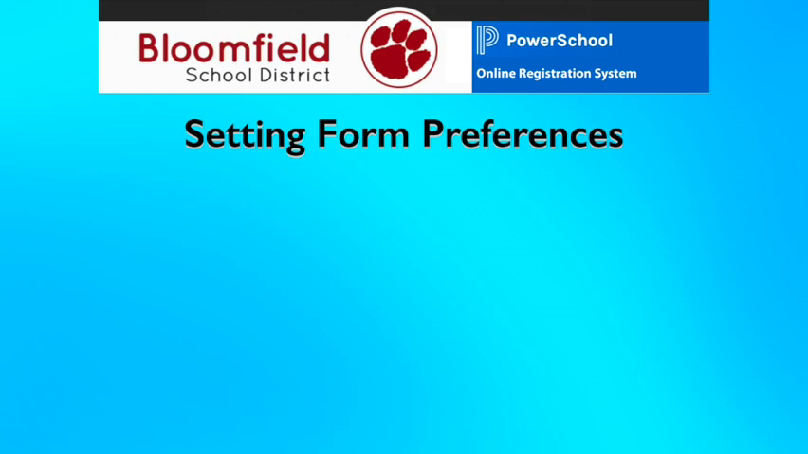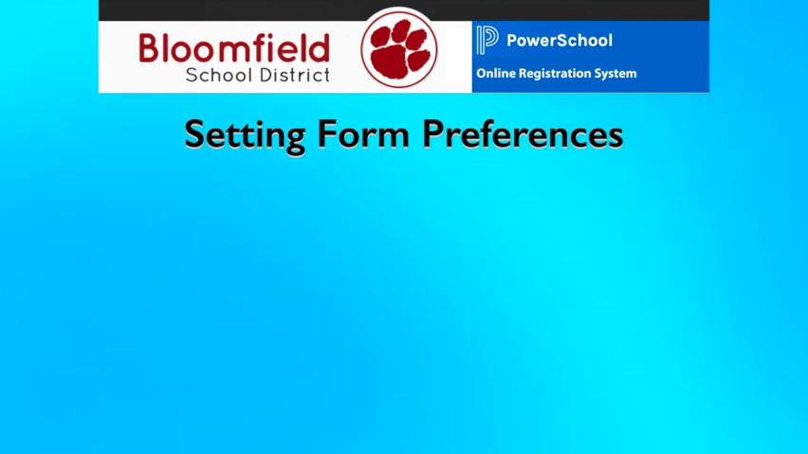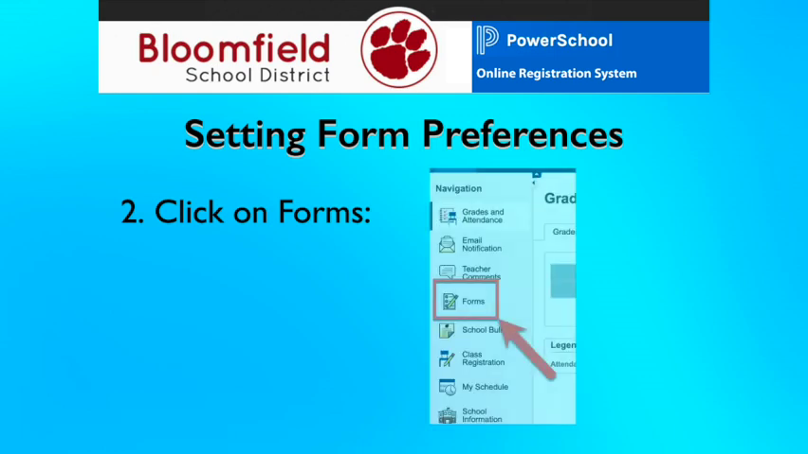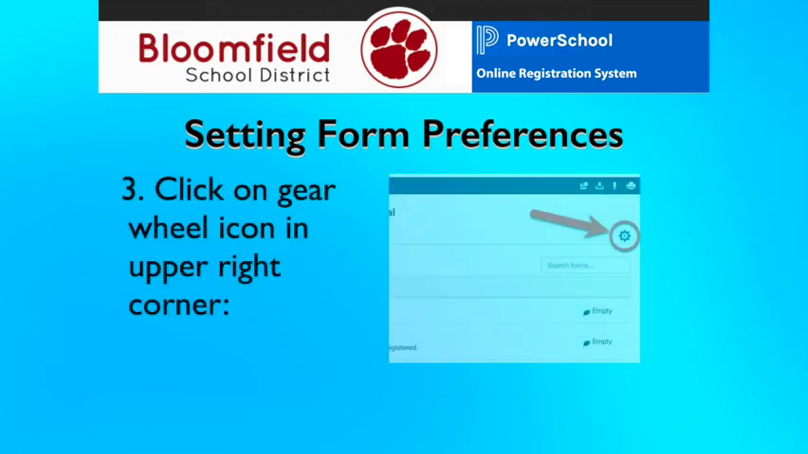First, you must set your form preferences. Using a browser, not the PowerSchool app, log into the parent portal at bloomfieldnj.powerschool.com. Click on Forms in the menu on the left side. Click on the gear wheel icon in the upper right corner.